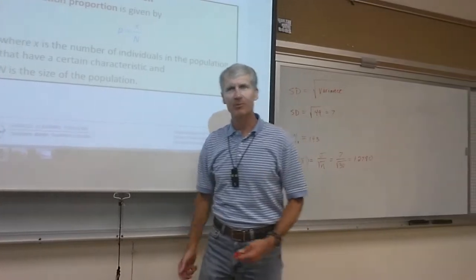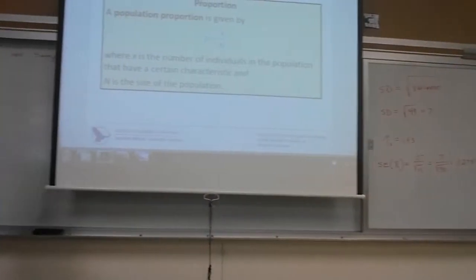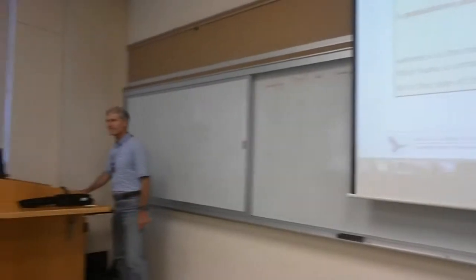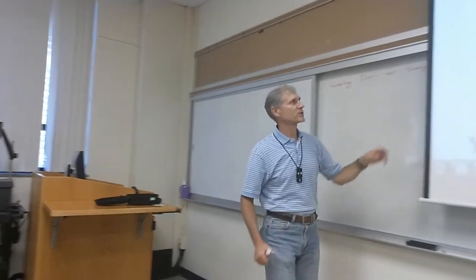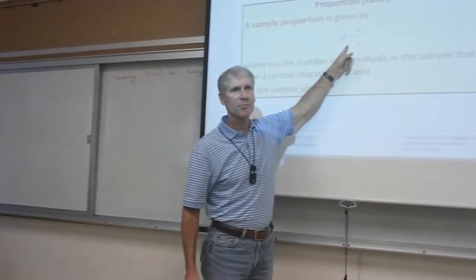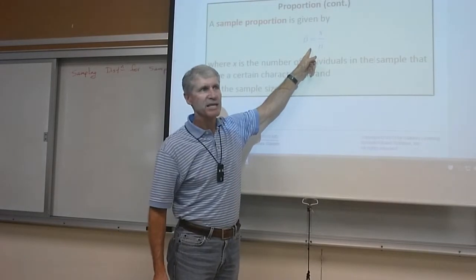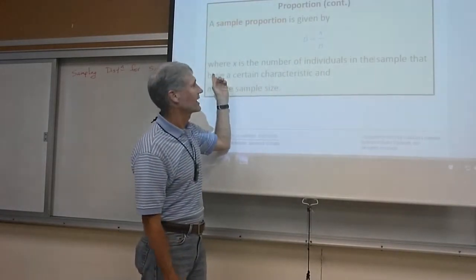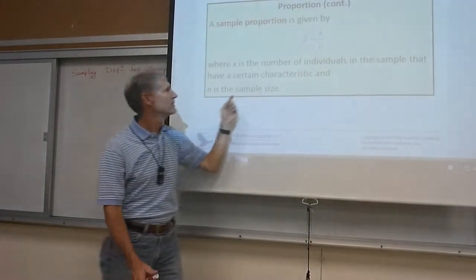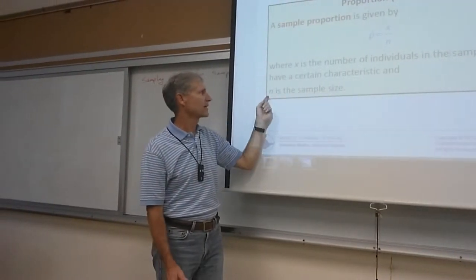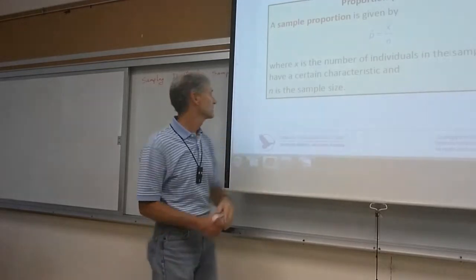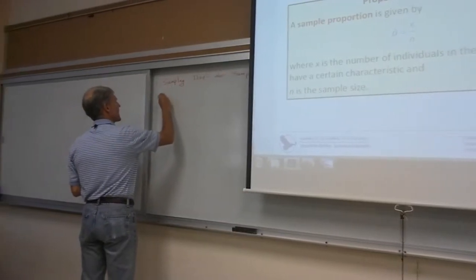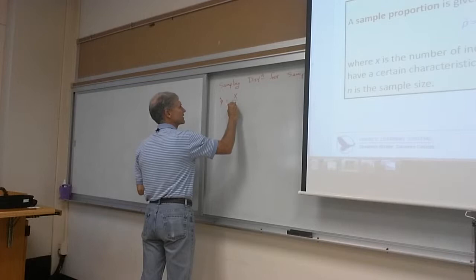So what do you think the sample proportion is? It's the exact same thing, only instead of from the whole population, it's from the sample. So the sample proportion, we put a little hat on the P. So P hat is X over n, where now X is the number in the sample instead of in the whole population, and little n is the sample size, not the population size. So P hat is X over n.